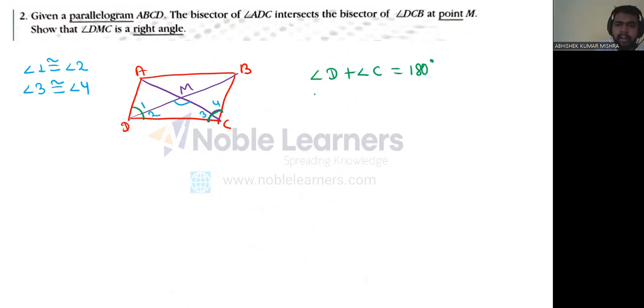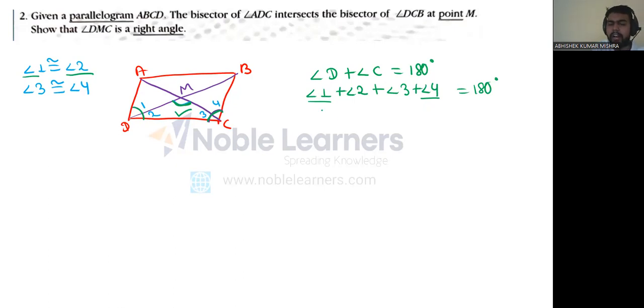Now try to understand. Angle D could be written as angle 1 plus angle 2, and angle C could be written as angle 3 plus angle 4, is equal to 180. Now the next step is we need to find this angle DMC. So here I need to take the angles of this triangle. Can't I substitute angle 1 as angle 2? Can't I write angle 4 as angle 3? Because angle 1 and angle 2 are congruent, therefore I could write angle 2 instead of angle 1 because they both are equal to each other.